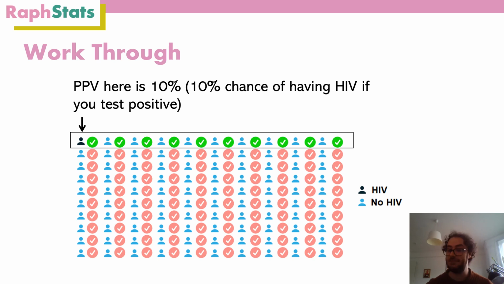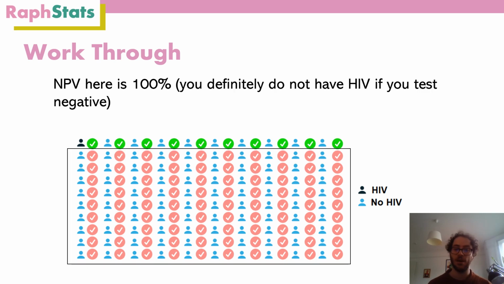Well, we spent all that time working out positive predictive value, and it's here 10%. So basically, if you test positive, you've got a 10% chance of having HIV. On negative predictive value, everyone who tests negative doesn't have the disease. So it's 100%. So we're 100% sure you don't have the disease if you test negative.